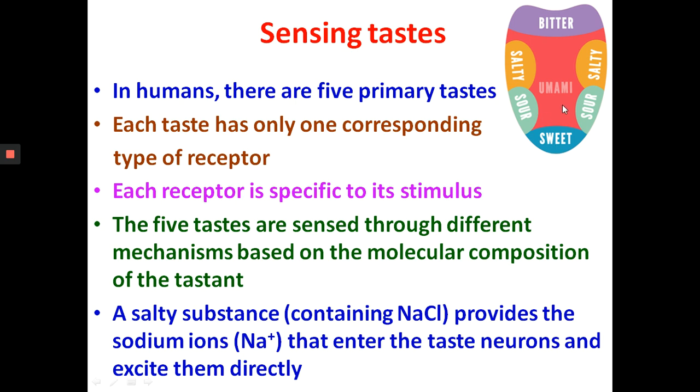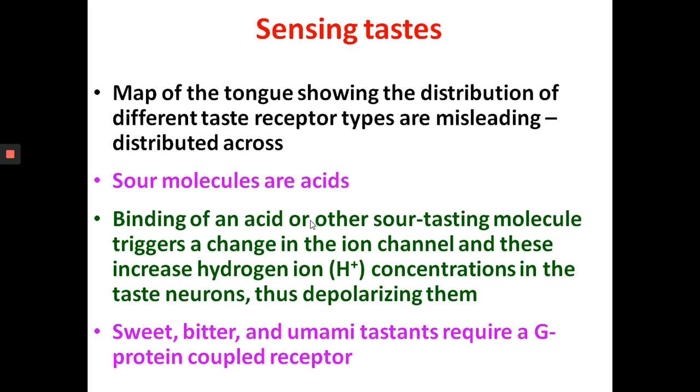The five tastes are sensed through different mechanisms based on the molecular composition. For example, a salty substance contains sodium chloride. It provides sodium ions that enter the taste neurons and excite them directly. You know how these nerves are stimulated. This is through the movement of sodium and potassium ions through the nerve membrane, which causes depolarization.